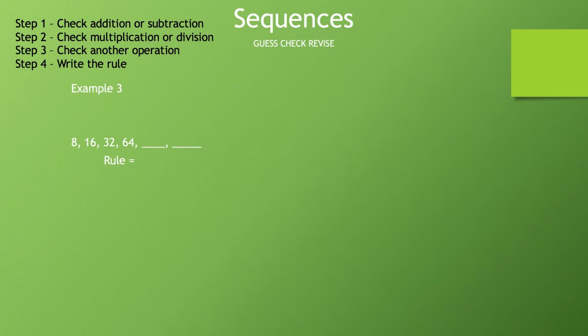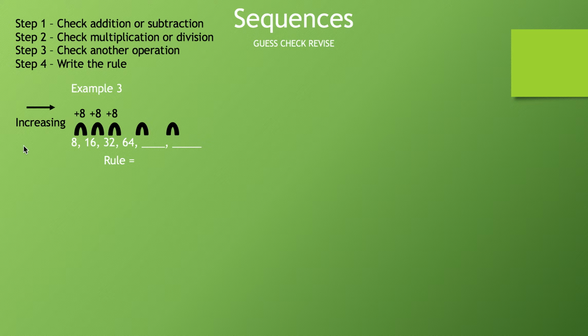So let's look at example 3. We know it's increasing, so therefore it's either addition or multiplication. So let's add the gaps, and let's try addition first. Plus 8, plus 8, plus 8. Okay, 8 plus 8, 16. So that one is correct. Then 8 plus 16 gives me 24.